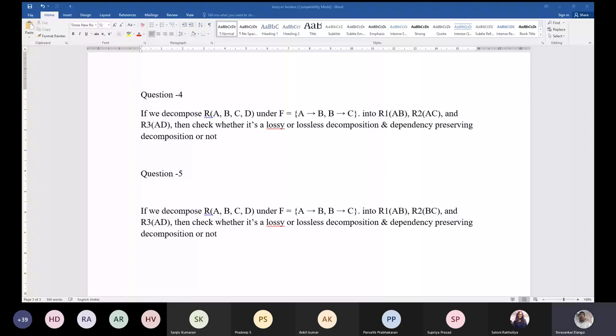Sir, can you show the example problem, sir? Example problem, right? Yes, for reference. I can even upload it in the materials. Let me upload it. 2 minutes, 1 minute. Okay, sir. Thanks.